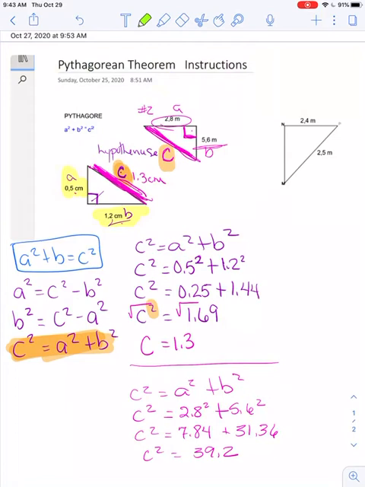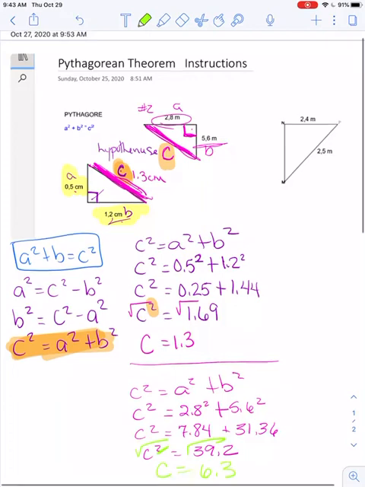And our last step, because I have my exponent, I need to square root. C equals 6.26, but we can round it off at 6.3. So 6.3 meters. And I said my hypotenuse is the longest side, so 6.3 is bigger than 2.8, and 6.3 is bigger than 5.6. So we're good.